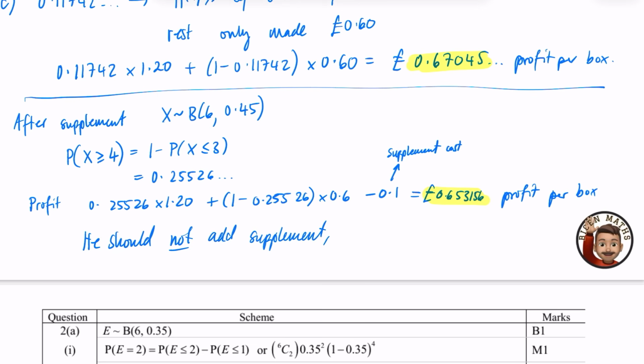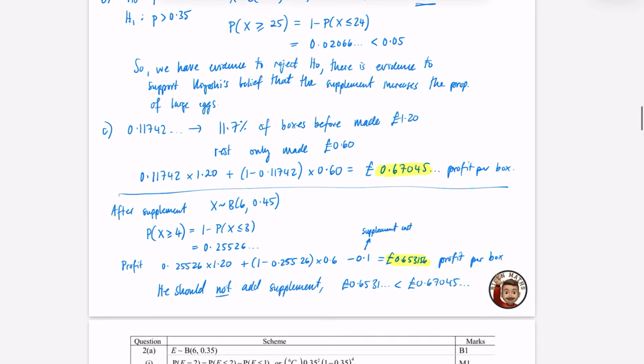And this is because 0.6531 and so on is less than 0.67045 and so on, like this. Okay, so that last part's kind of weird.